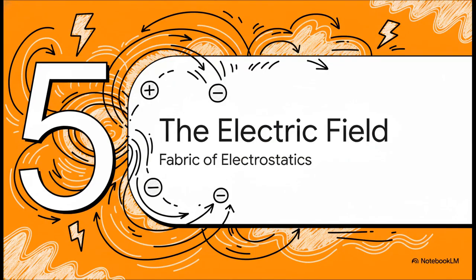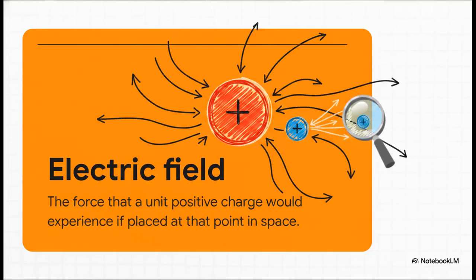Let's transition to our final, and honestly most profound concept, Section 5, the electric field, the fabric of electrostatics. So the most important thing here is actually defining what an electric field is. An electric field is defined as the force that a negligibly small, unit positive charge would experience if you placed it at a specific point in space near a stationary charge.